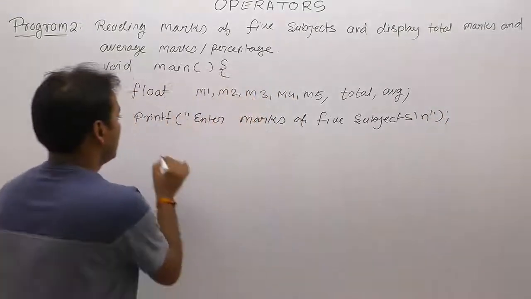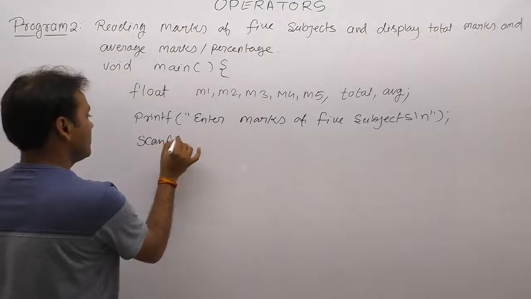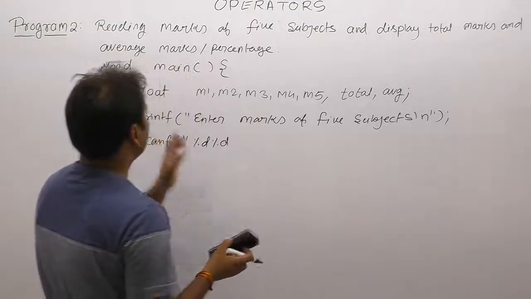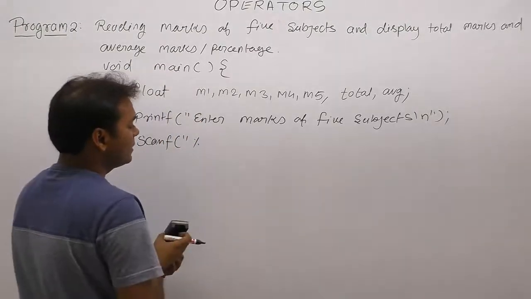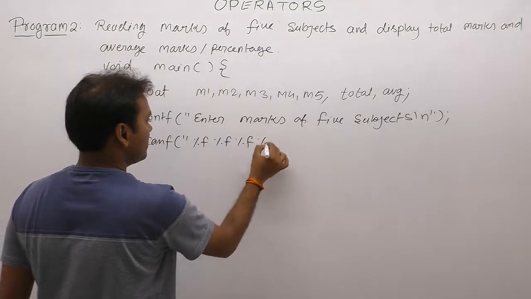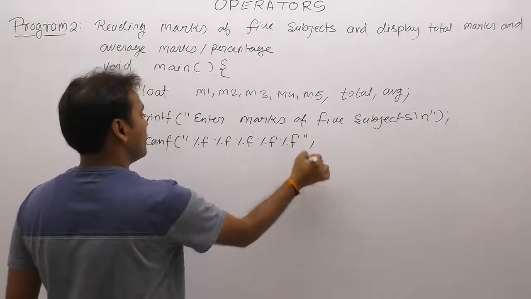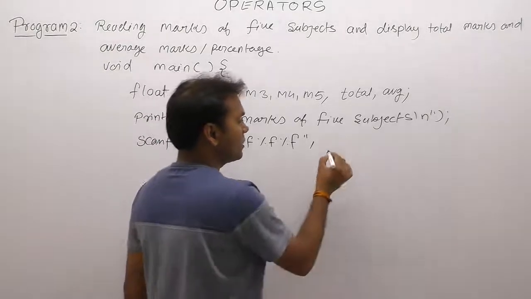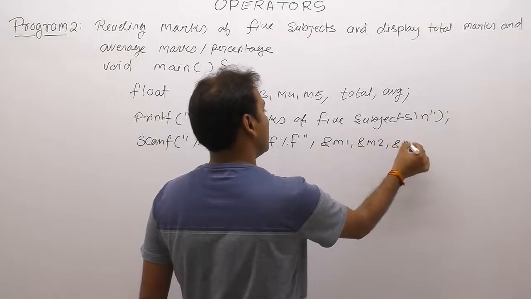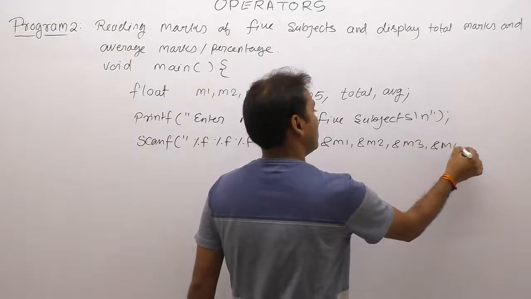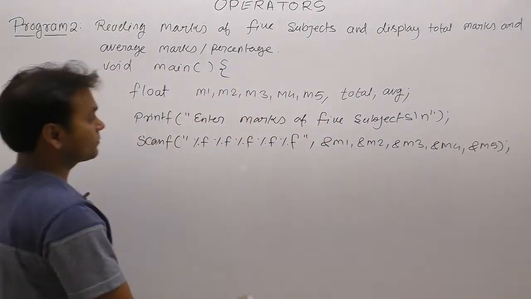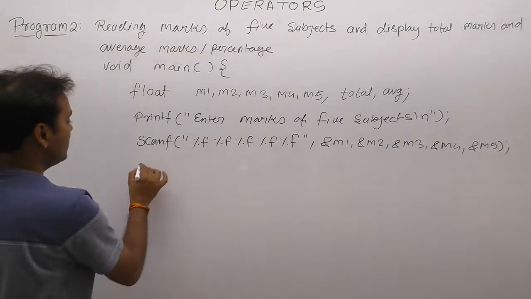Next one. Scanf, how many inputs are required? 5. Therefore 5 format specifiers are supplied, but here variable type is float, therefore format specifier must be float type is %f, not a %d. %f. How many times? 5 times, because number of inputs are recorded as 5. Then address of M1, similarly M2, address of M3, address of M4, and finally address of M5.